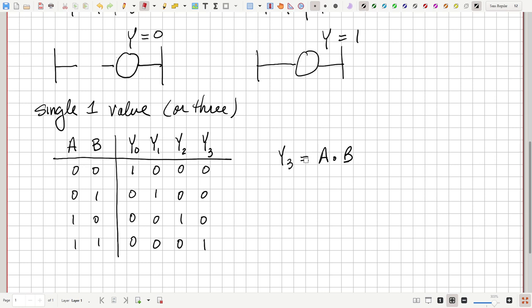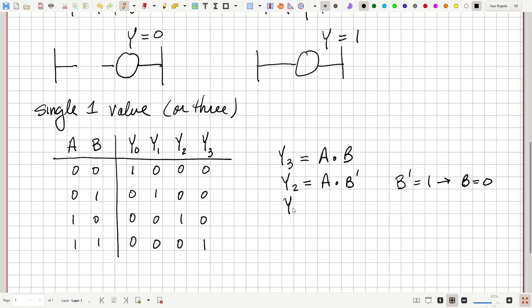Right? So, for example, we can write, let's say, y2 here. So that's equal to 1 when a is 1 and b is 0. So that would be a and not b. All right? For this to be 1, this has to be 1 and that has to be 1. So a has to be 1 and not b has to be 1. But if not b is equal to 1, then b, the inverse of 1, is equal to 0. So y2 is 1 if a is 1 and b is 0.